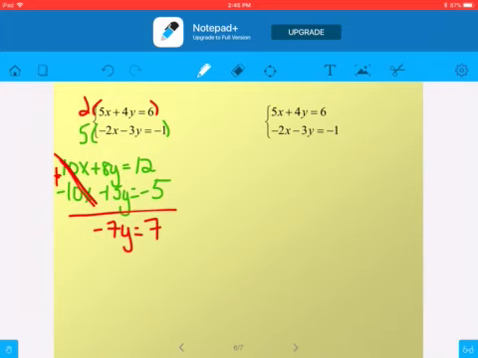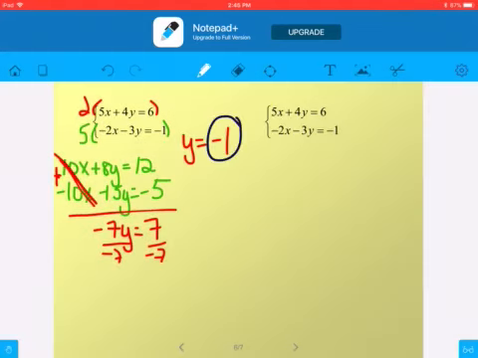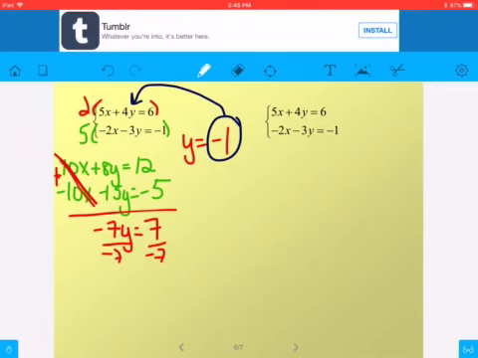So negative 7y equals 7, so now I can divide both sides by negative 7, and I get that y equals negative 1. So now that I've solved for y, I can take what y equals, and I can plug it into one of my equations. It does not matter which one. So I'm just going to do the top equation and plug it in for y.